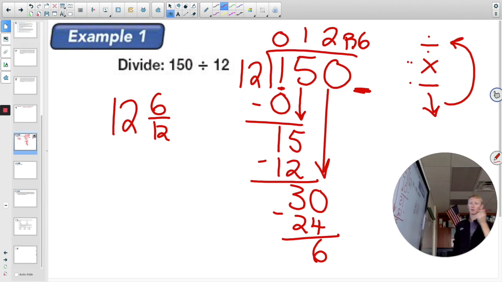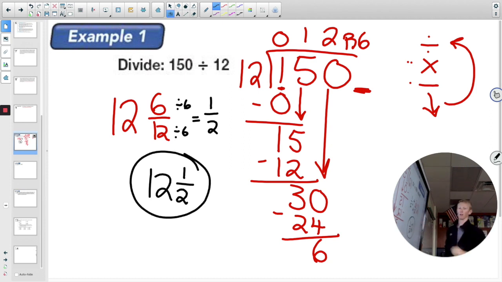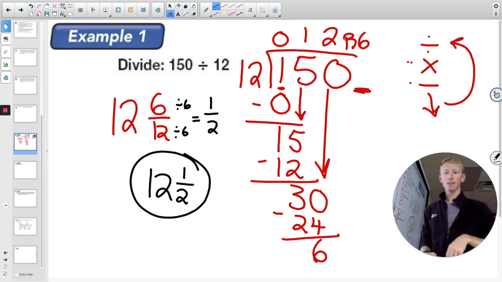Last thing we need to do, reduce our answer at the end. So 6 over 12, I can divide by 6 over 6, which gives me, now instead of 6 over 12, I have 1 over 2. So my final answer is 12 and 1 over 2. Right? All right, next example we're going to go on to.